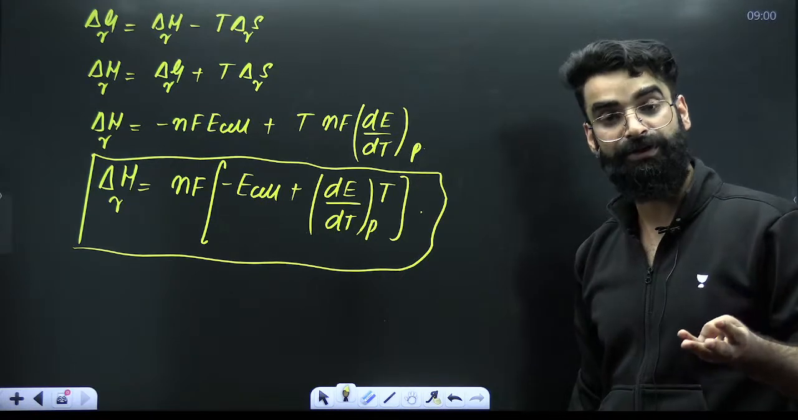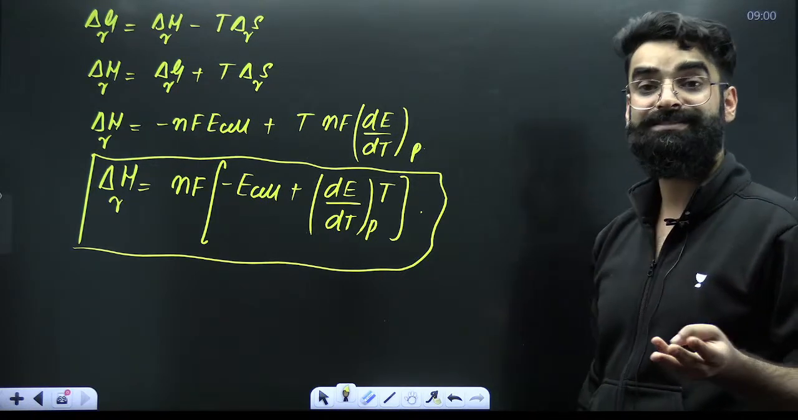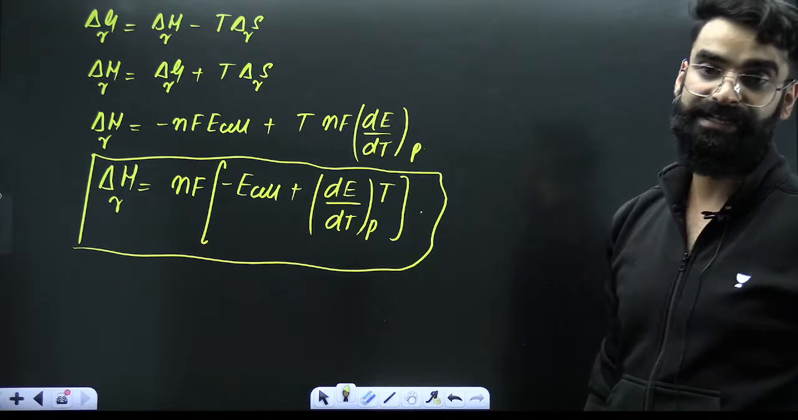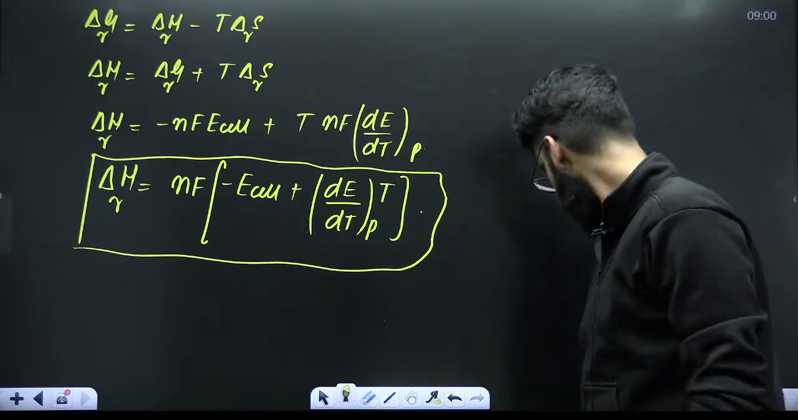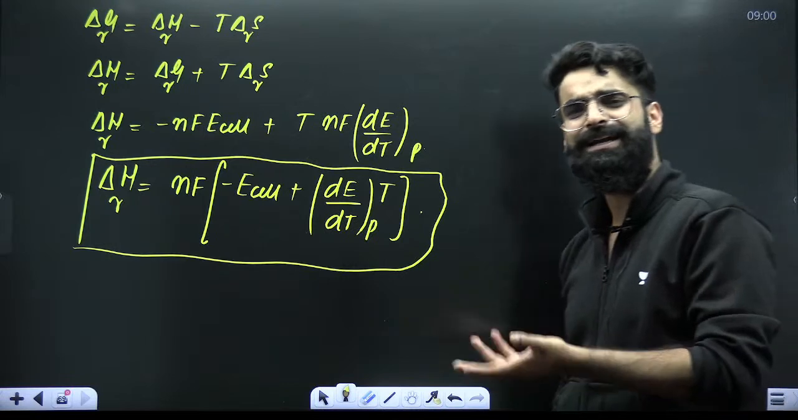First, they can ask delta G for the galvanic cell, or they can ask delta S for the galvanic cell, or they can ask delta H for the galvanic cell. And these are the equations which you can use to calculate delta G, delta S, or delta H.